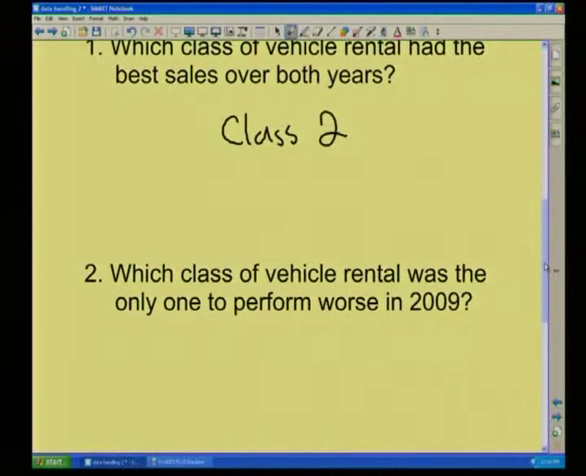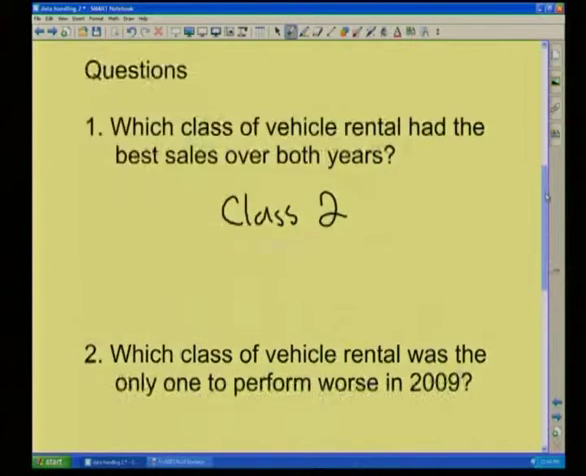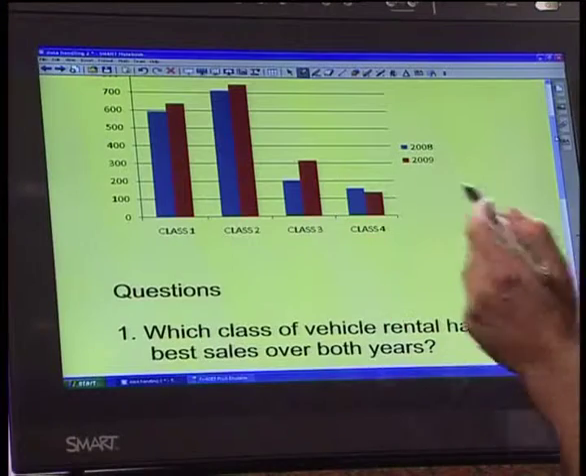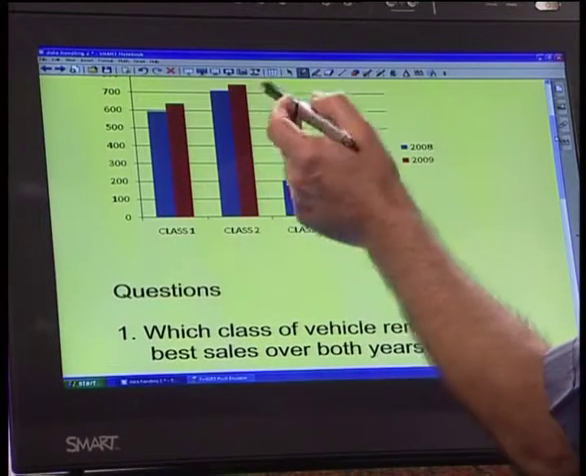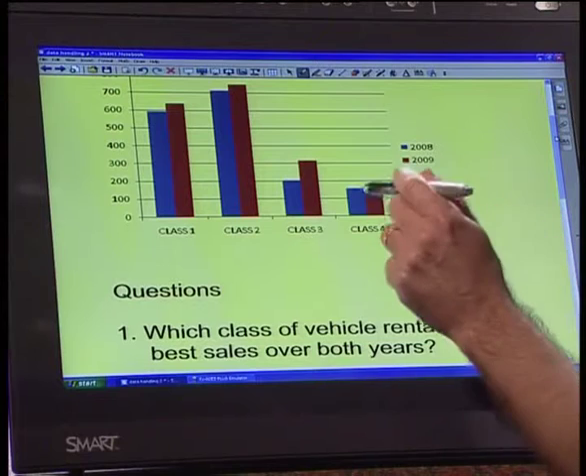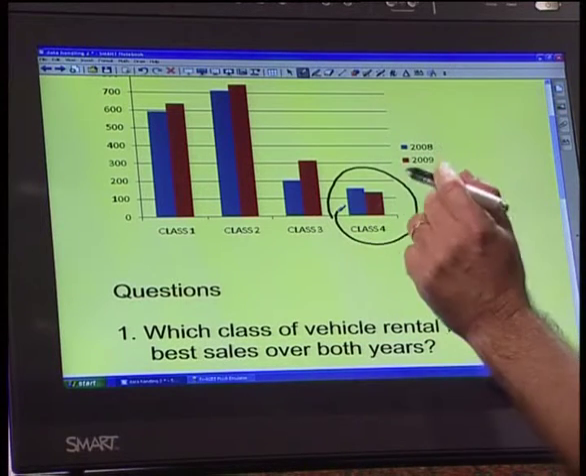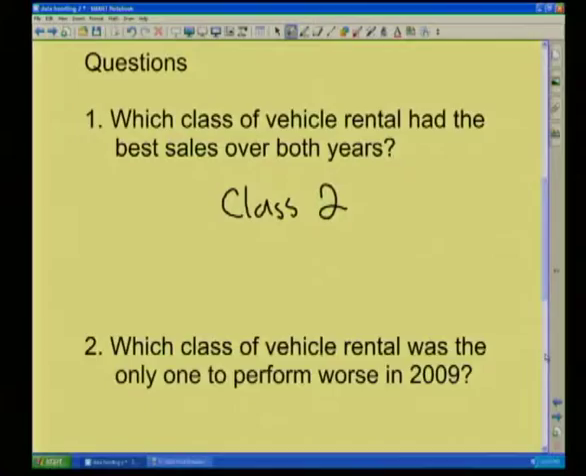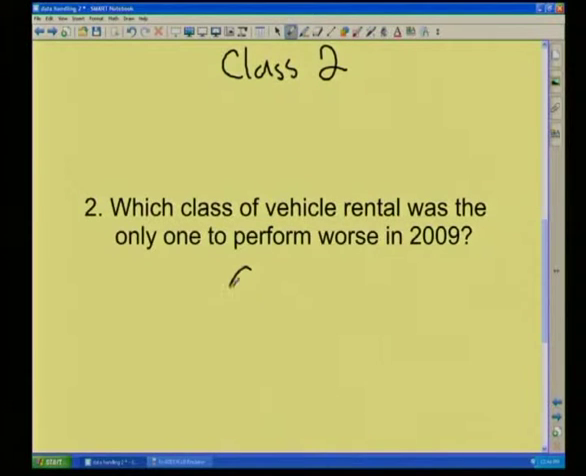Question number 2 says, which class of vehicle rental was the only one to perform worse in 2009? Again, looking at the picture, every single time we see that the red is higher than the blue, except for Class 4. For Class 4, the red was lower than the blue. And that means that sales in 2009 dropped for Class 4. So going to the answer, we're simply going to say Class 4.